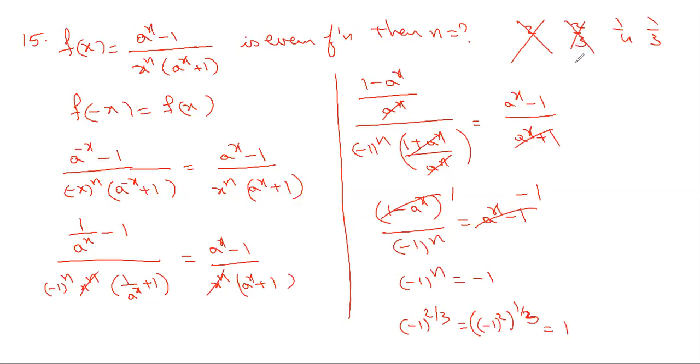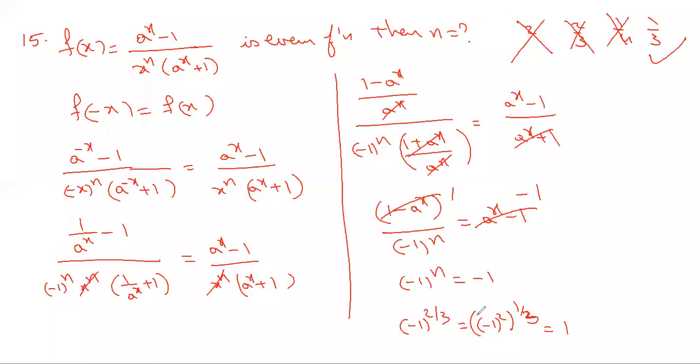And what is this, power 1 by 4? The power 1 by 4 is not a real number. See, the fourth root of minus 1 is not a real number. So this is not allowed. 1 by 3, power 1 by 3, the cube root of minus 1 is minus 1. So this is the answer.